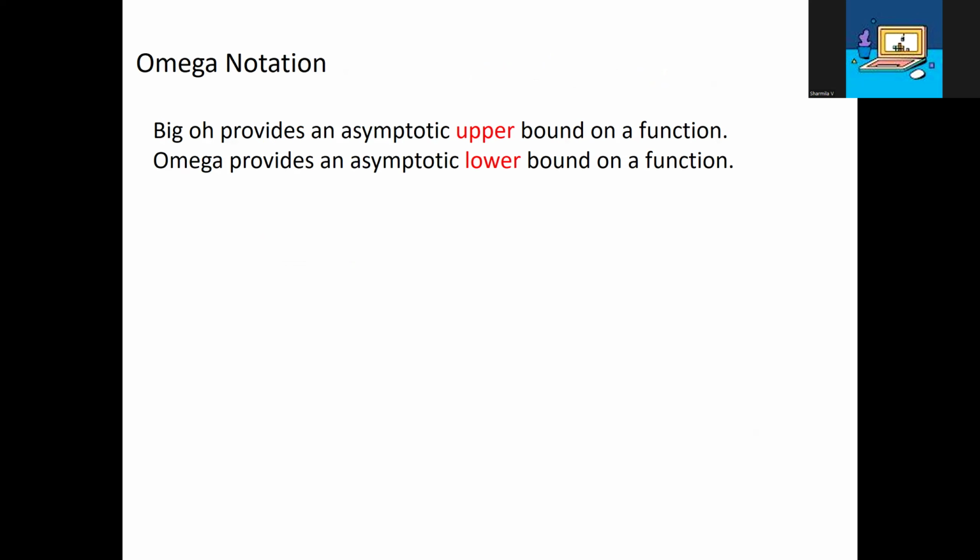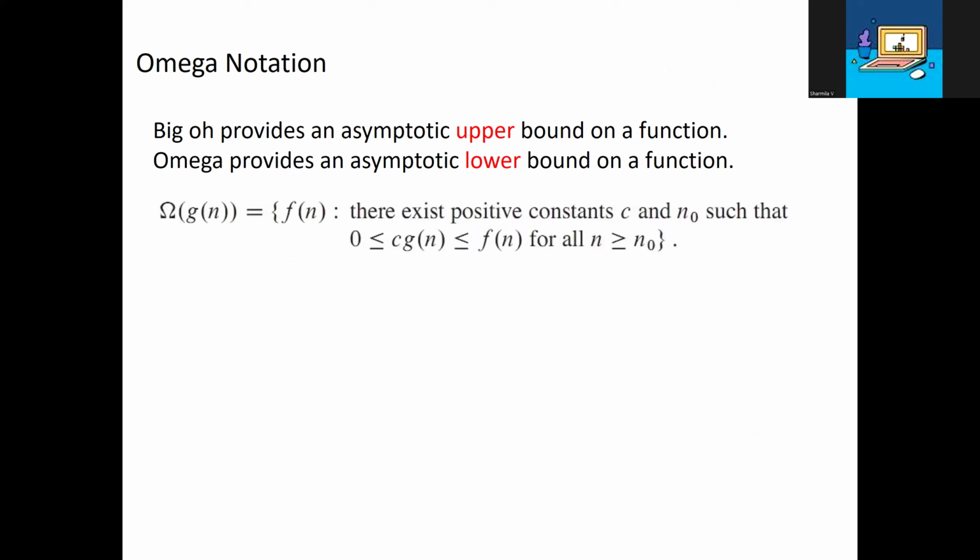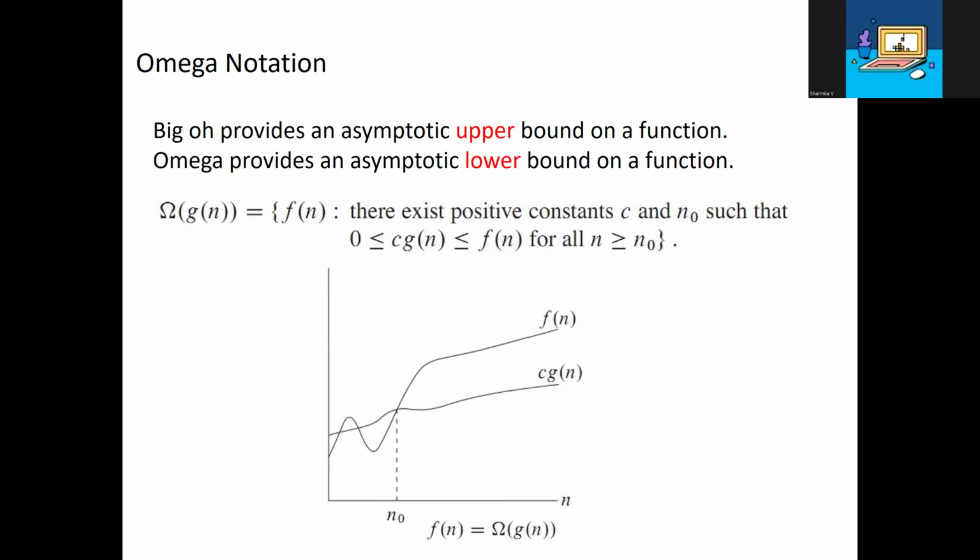This is the omega notation. Big O provides the asymptotic upper bound, and omega provides the asymptotic lower bound of the function. Here the condition is 0 less than or equal to c·g(n) less than or equal to f(n) for all n greater than or equal to n0. This is a diagram for omega notation.